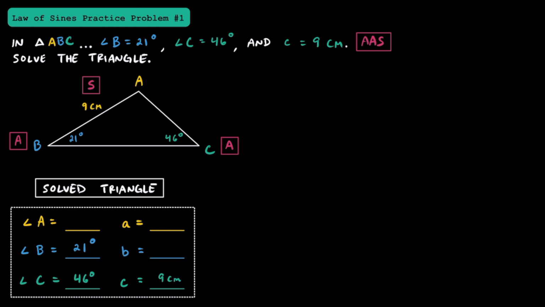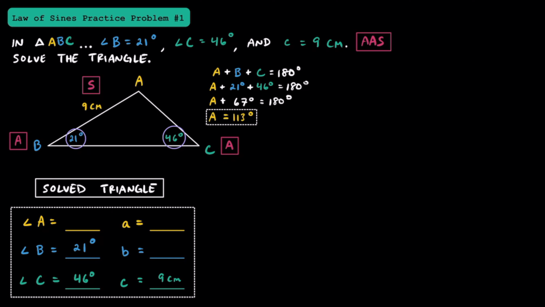However, before we do that, let's see if we can figure out any more information before we use any of the fancy formulas. Since we know two of the angles in a triangle and all three angles have to add up to 180 degrees, we can write an equation: angle A plus B plus C is equal to 180 degrees. Substitute in the angles we know, combine them, and subtract 67 degrees from both sides to find out that angle A is equal to 113 degrees. I'm going to write that right in here, and I can put that in our answer. Now we just have two things to find out, the length of side a and the length of side b.